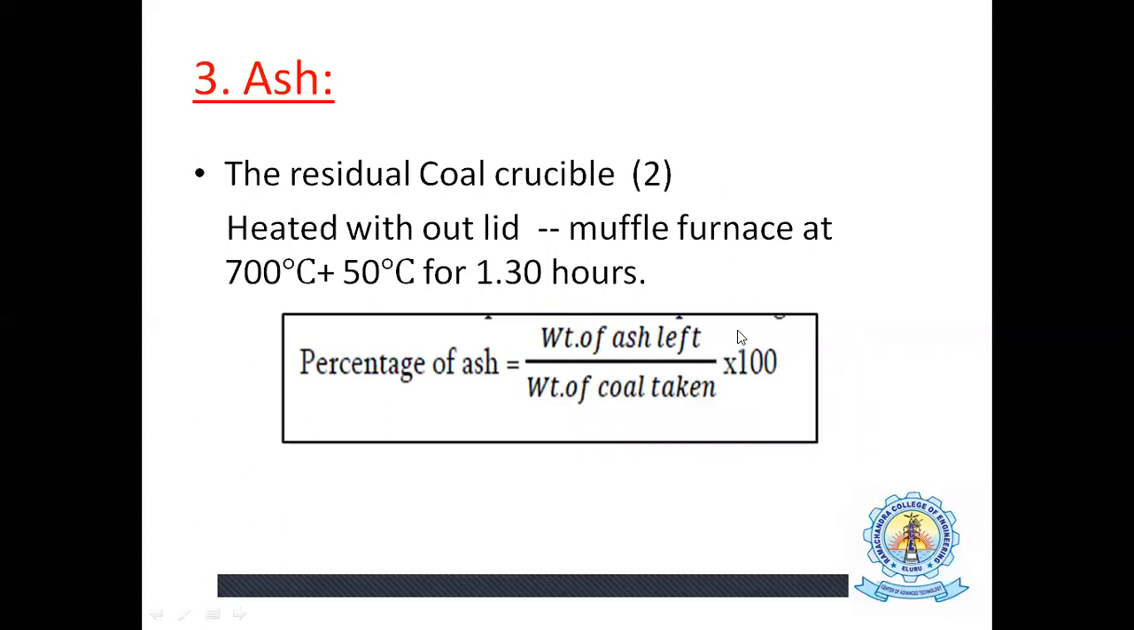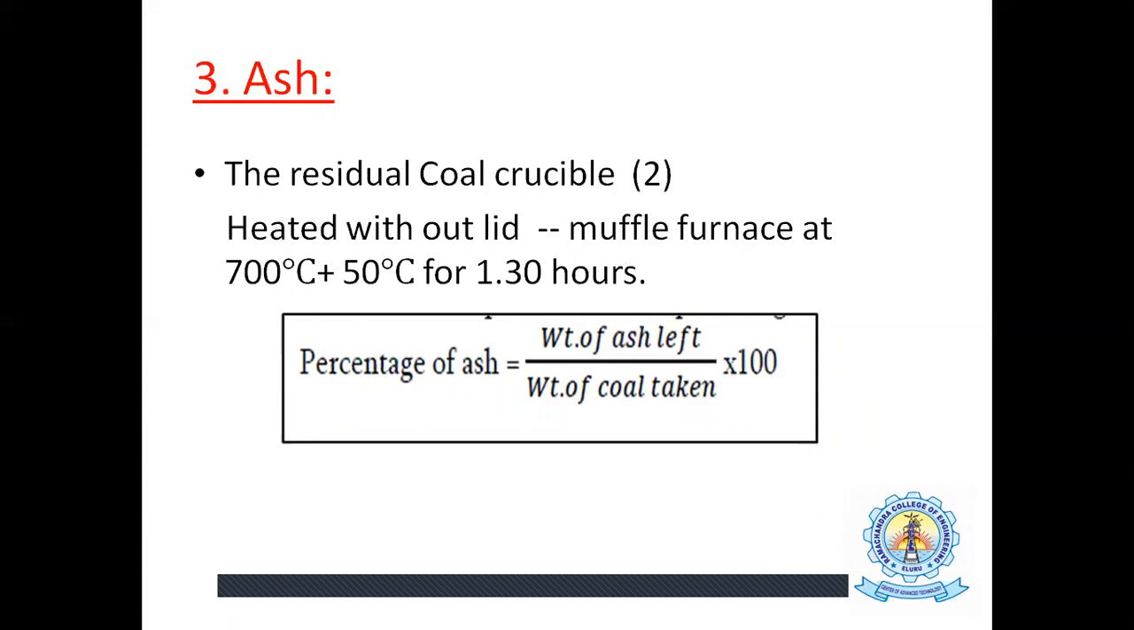And the third one is ash content. For the determination of the ash content, what we have left from the volatile matter, that is crucible number 2, is heated without lid in a muffle furnace at around 700 degrees centigrade for 1.5 hours. That means we completely burn it without lid, so that the ash is left.